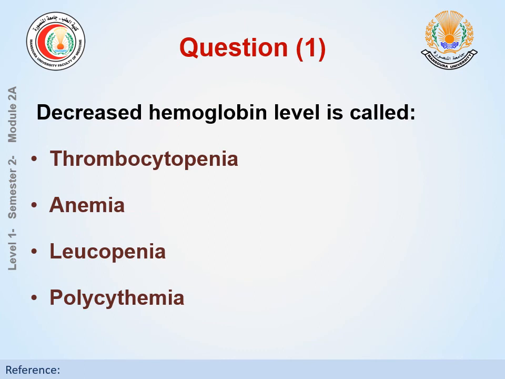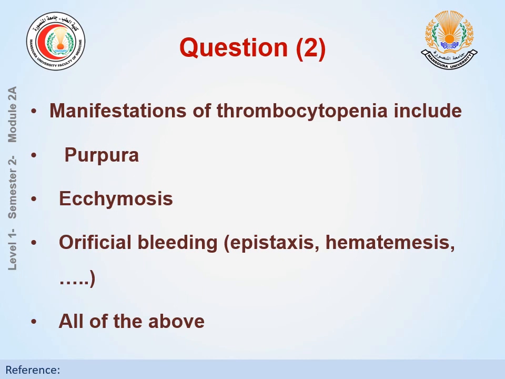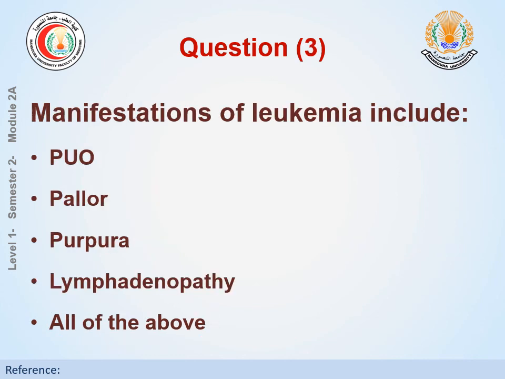So these are some questions to test yourself about this lecture. The decreased hemoglobin level is called anemia. Also, the manifestations of thrombocytopenia include purpura, ecchymosis, or orificial bleeding like epistaxis, hematemesis, or all of the above. Of course, it's all of the above because it's a case of bleeding tendency. Also, manifestations of leukemia, as we see in this case, may be pyrexia of unknown origin, pallor, purpura, lymphadenopathy. So, of course, it's all of the above.